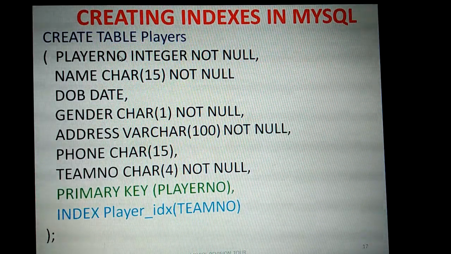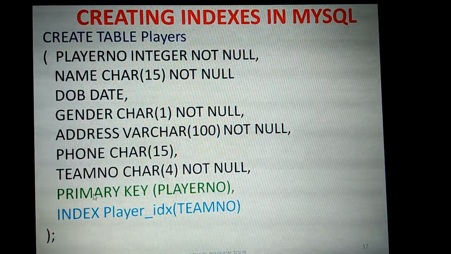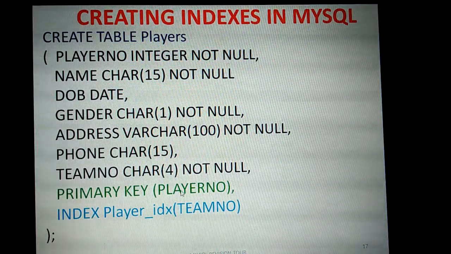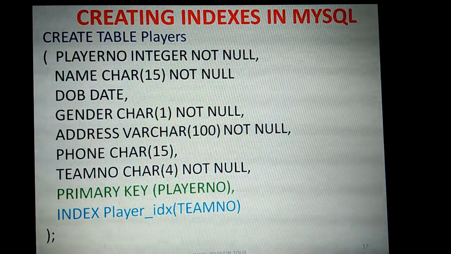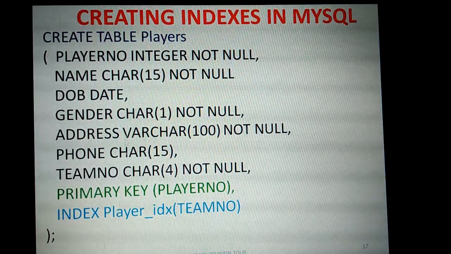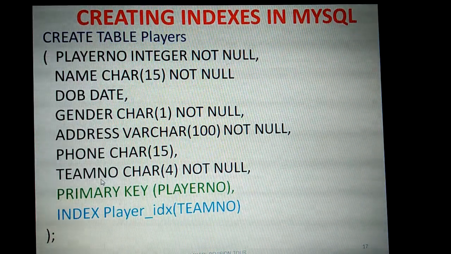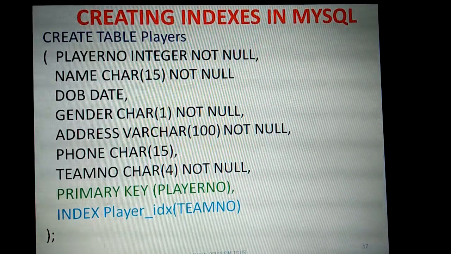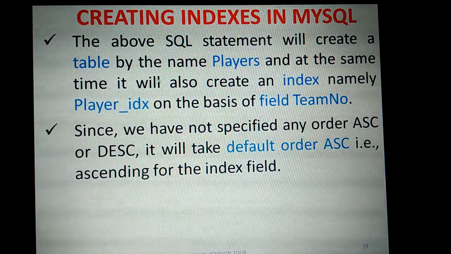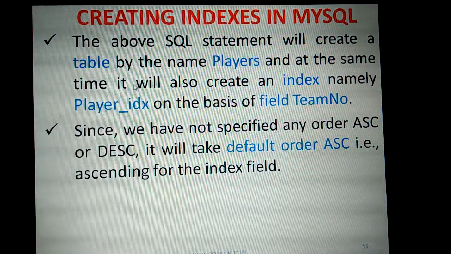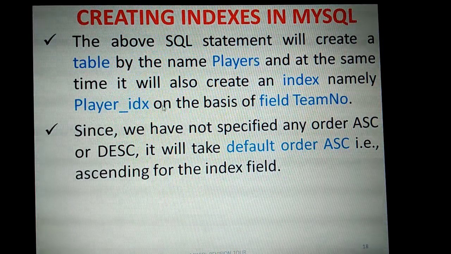And here one field is chosen as the primary key, so that field is assigned here. The player number is taken as the primary key field, and close the parenthesis. In this way we can create an index for a table using this index clause. Next, the above SQL statement will create a table by the name players, and at the same time it will also create an index, namely player_idx.